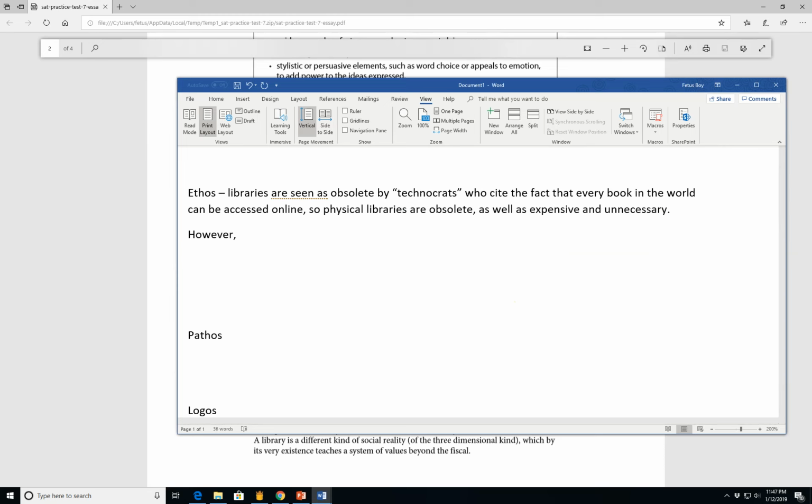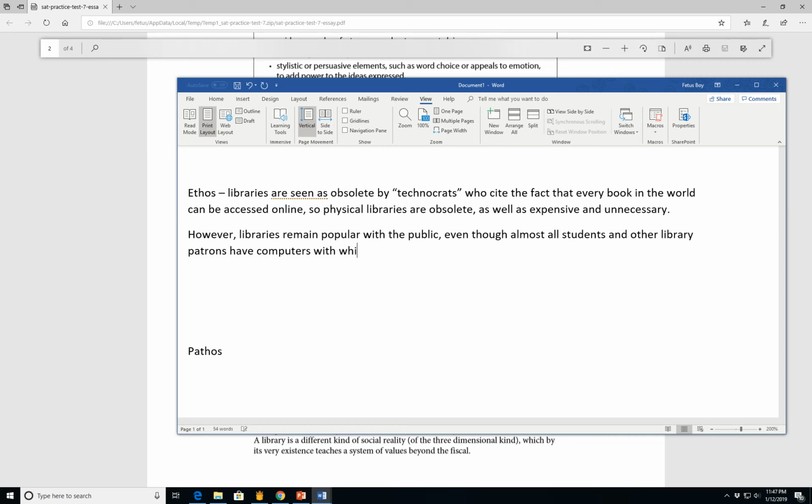However, libraries remain popular with the public, even though almost all students and other library patrons have computers with which they could access internet versions of the same books found at the library.